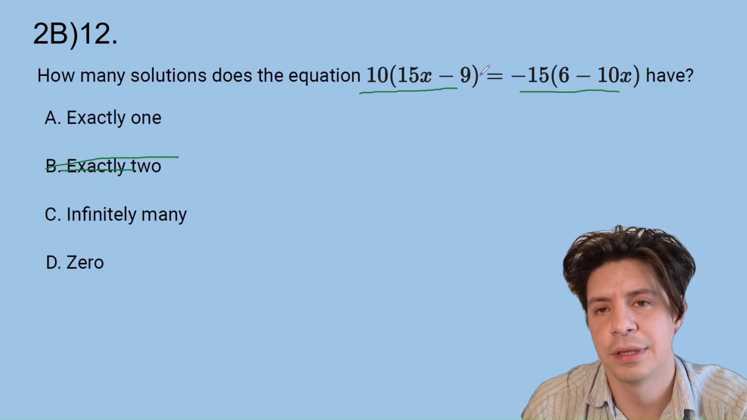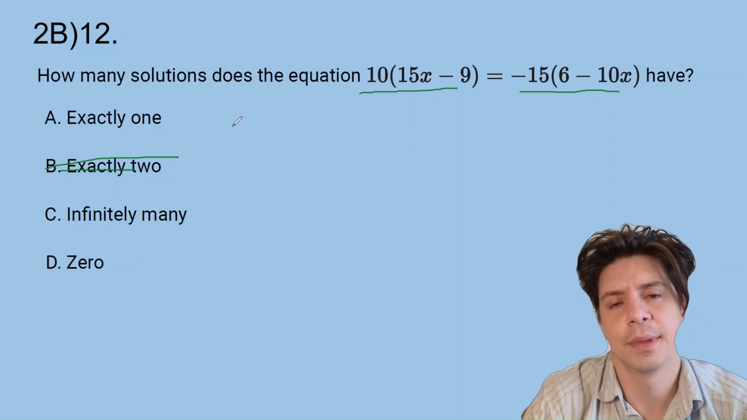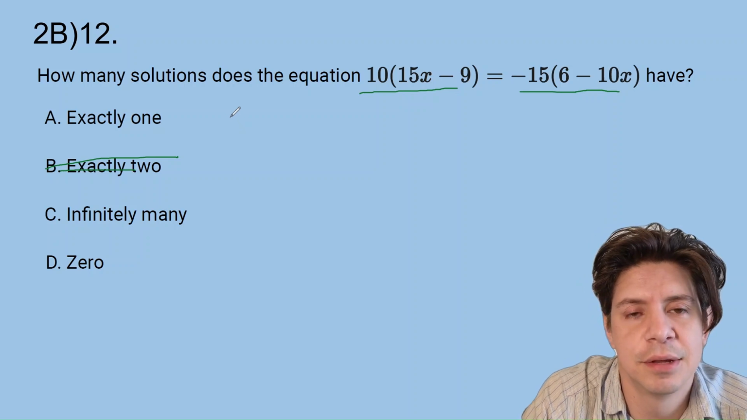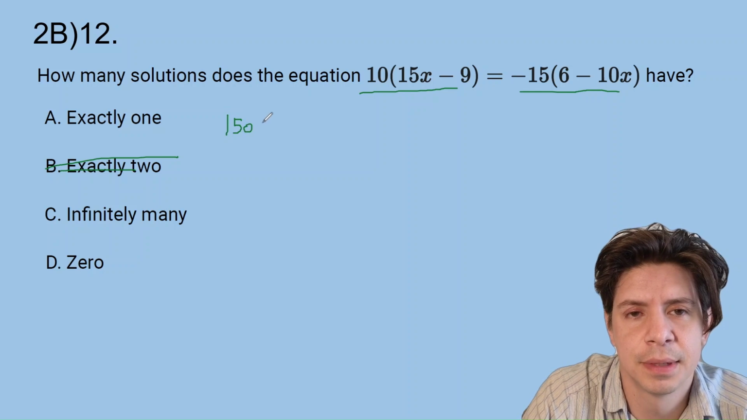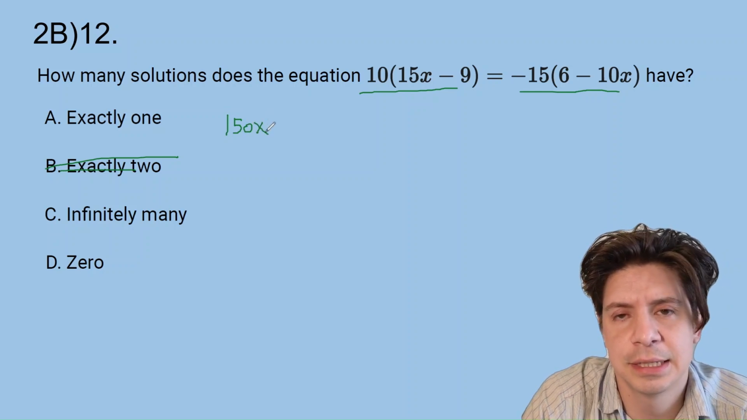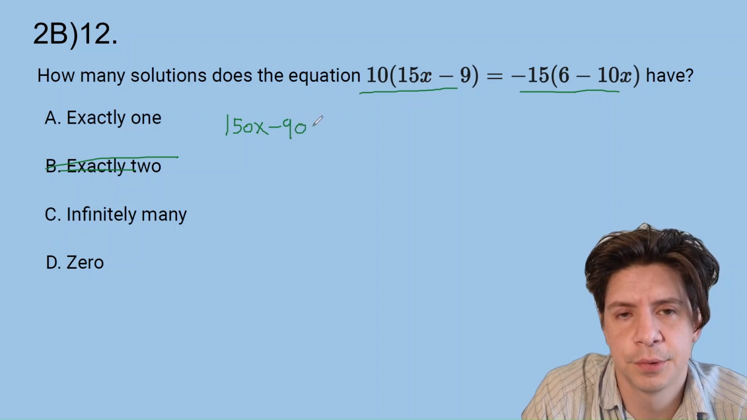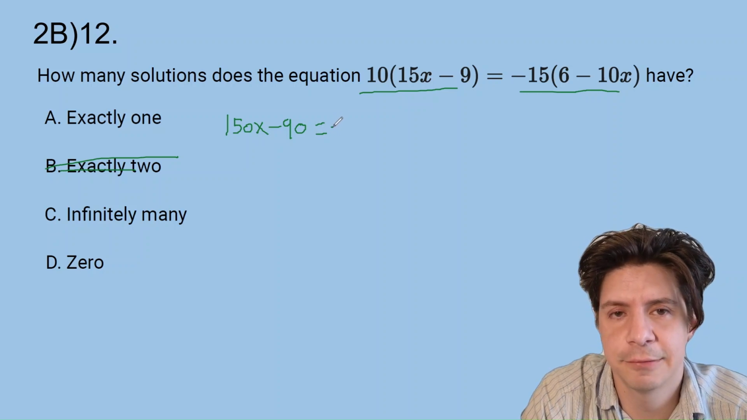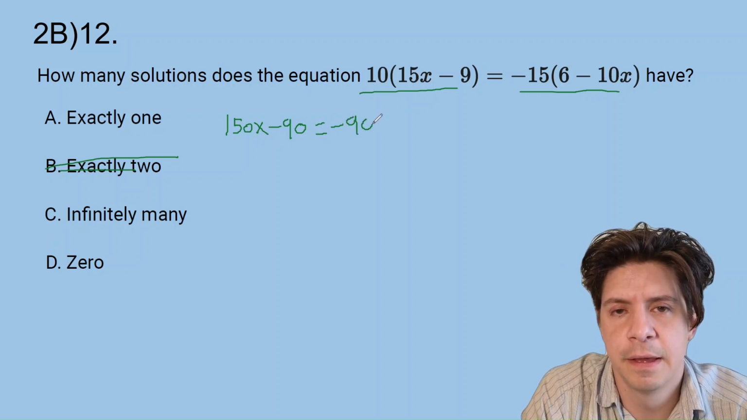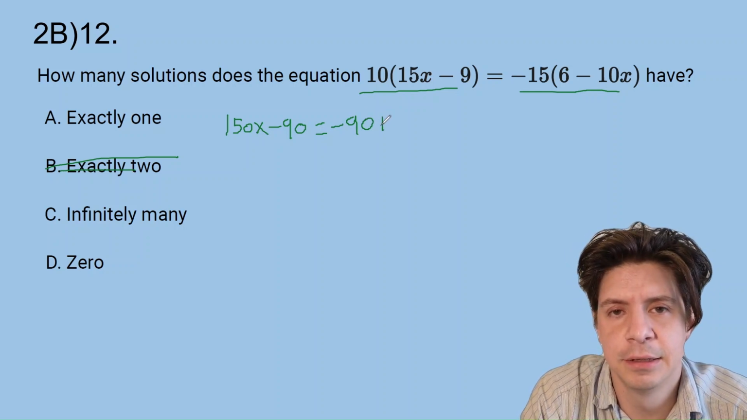Okay, and then if we look at the equations, they look different, but let's distribute. On the left side, you'll get 10 times 15, which is 150x. 10 times negative 9 is negative 90. And then on the right side, we're going to get negative 15 times 6, negative 90. And then negative 15 times negative 10, which would be positive 150x.